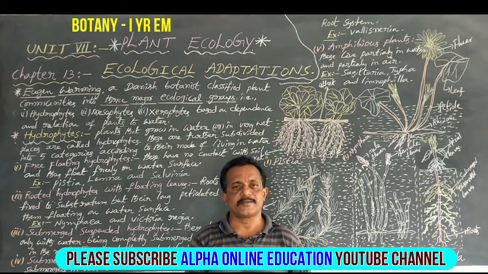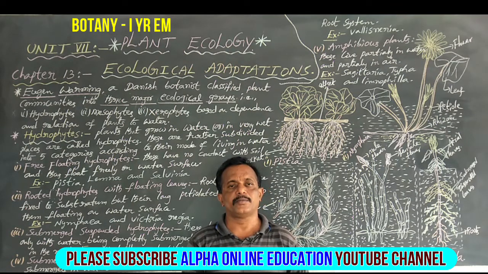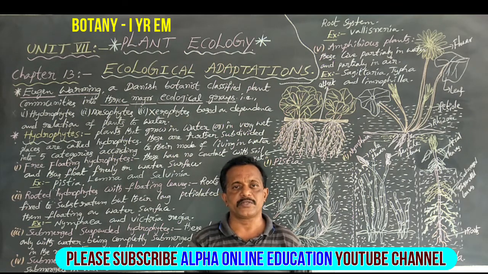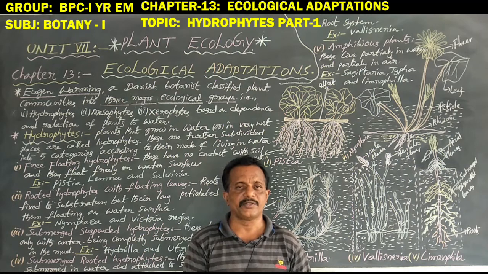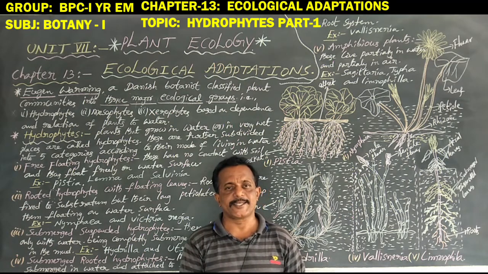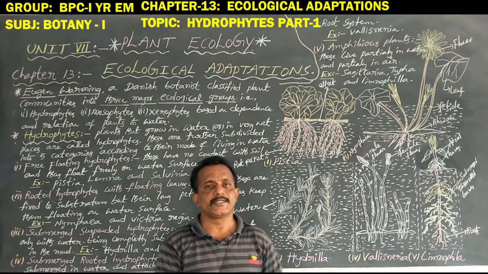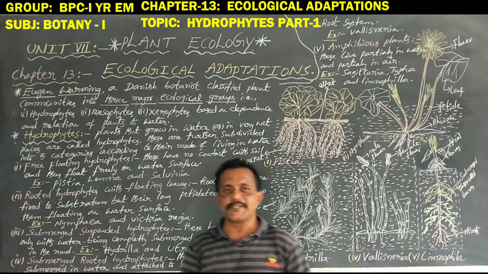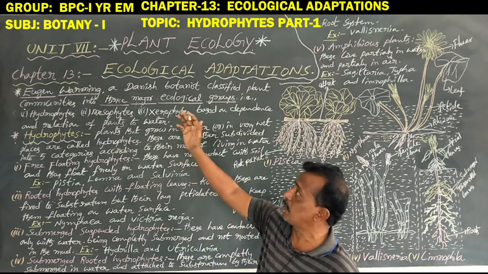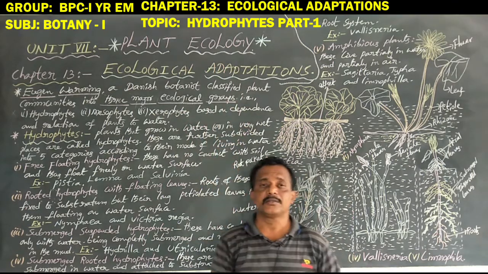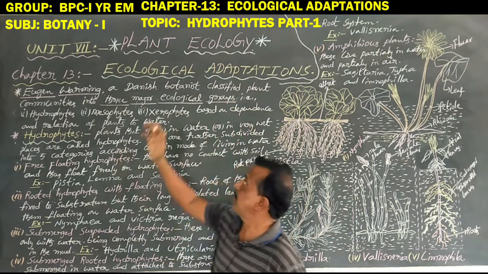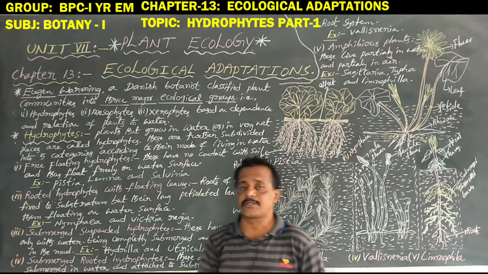Previous classes discussed Unit 5, cell structures and functions. The chapters were the cell as the unit of life, biomolecules, cell cycle and cell division. Dear students, from today onwards we will discuss Unit 7, plant ecology, Chapter 13, ecological adaptations.